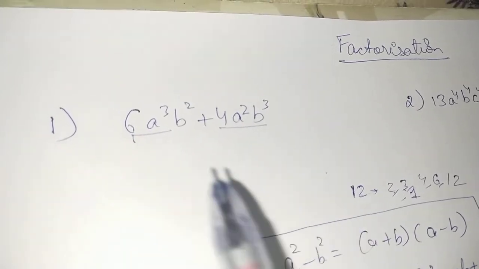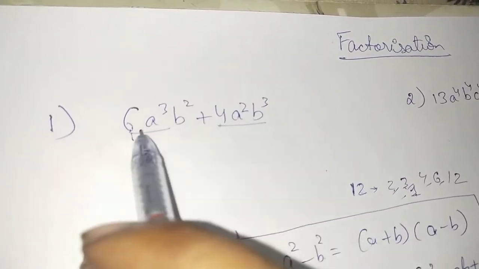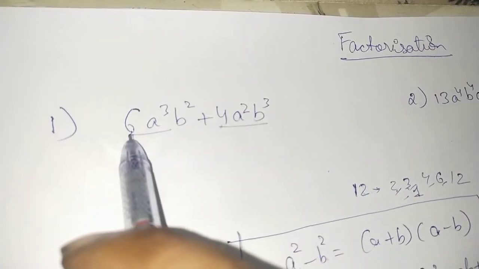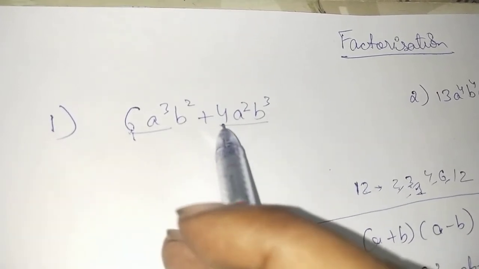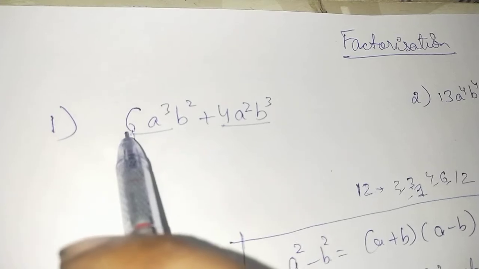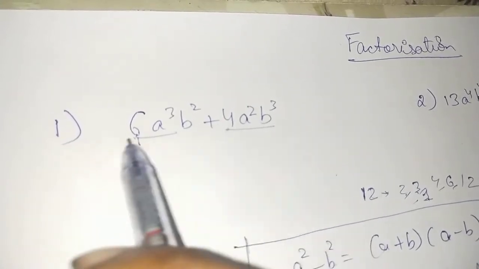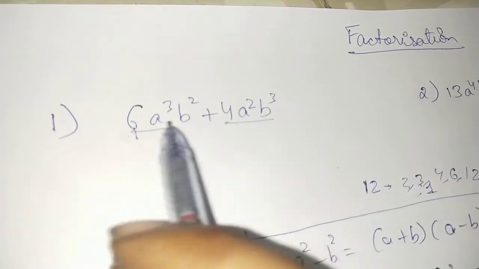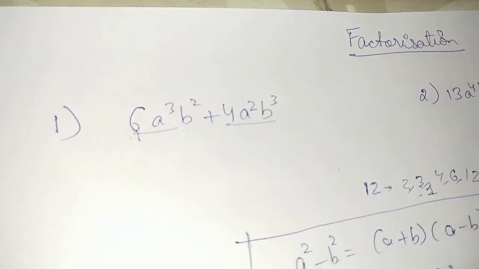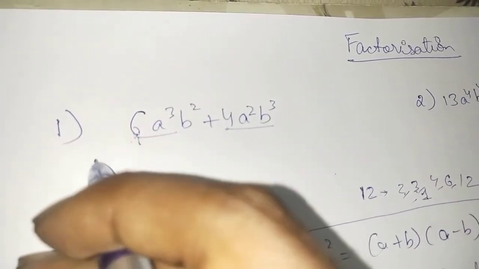Look into the number part existing in both of them. What is the number part? Correct, 6, and over here 4. Take out the HCF of these two. That means the highest number which divides both of them, not LCM. The highest number that divides both of them. And yes, that will be the number 2.